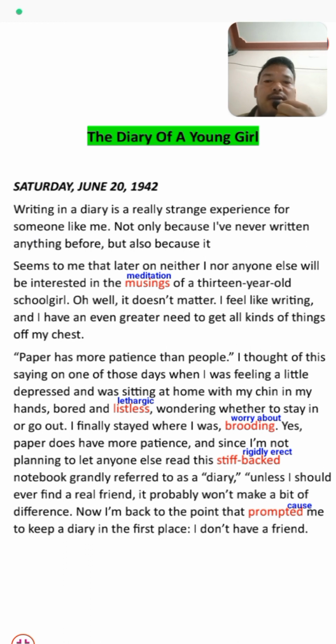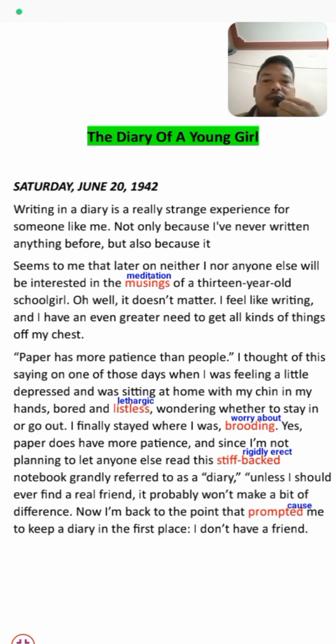She thinks that paper has more patience than people. It means that people may listen to her or not, but she thinks that paper has more patience than people. That's why she prefers paper, and that's why she started writing a diary.